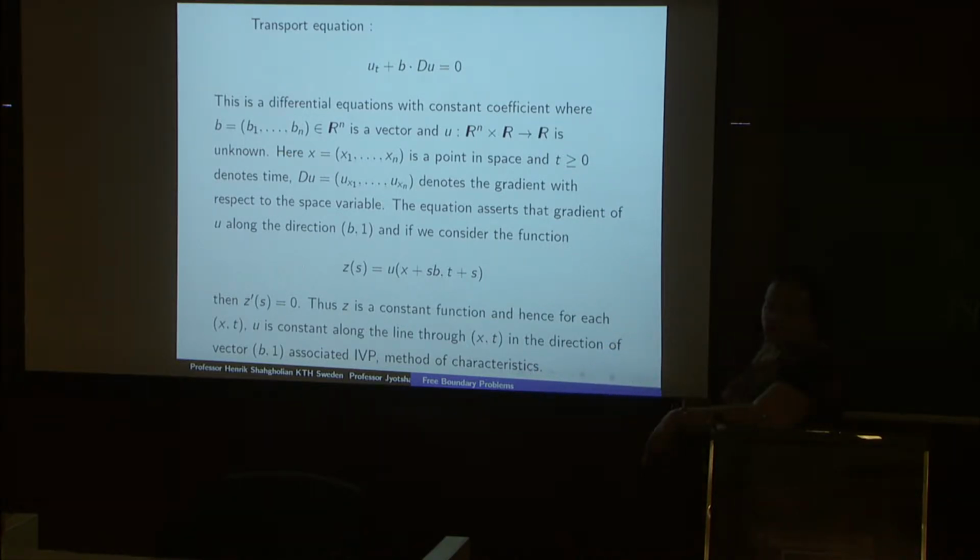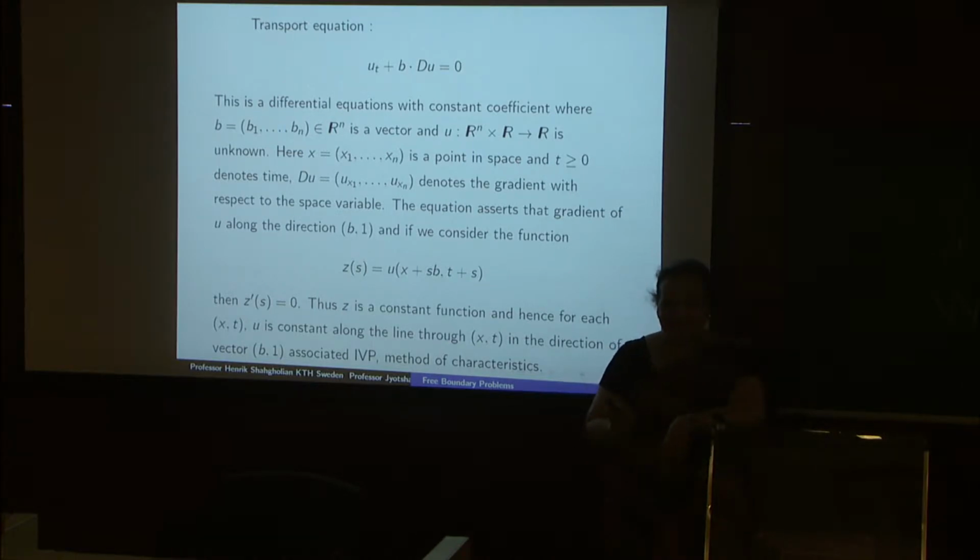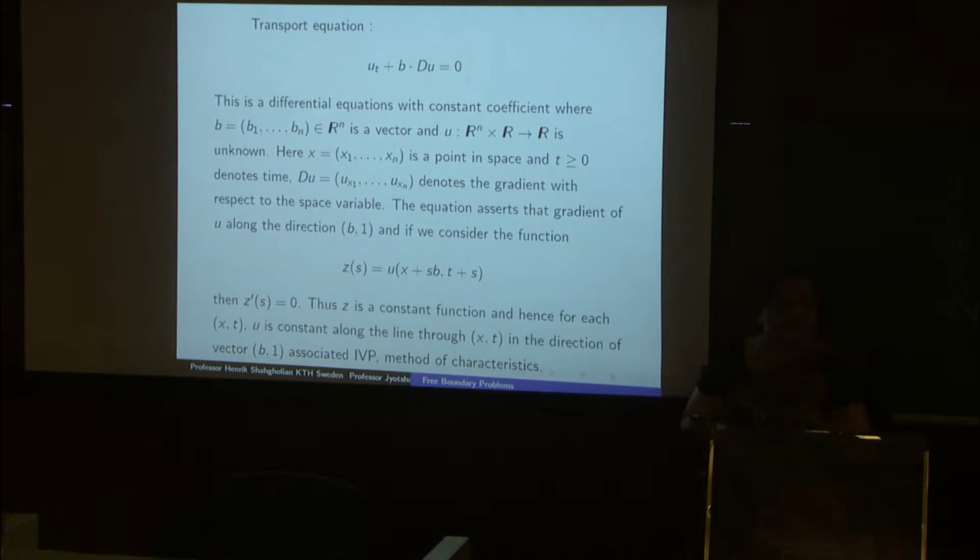Here you have the x variable, which is called the space variable, and t usually denotes time. This type of equation is called the transport equation. The way it is written is ut, which is just the partial derivative with respect to the t variable, plus b dot Du. Du is the usual notation for the gradient, and b is a given vector.